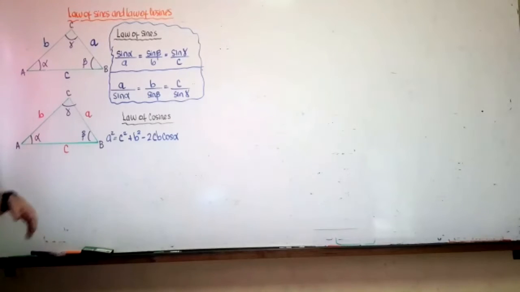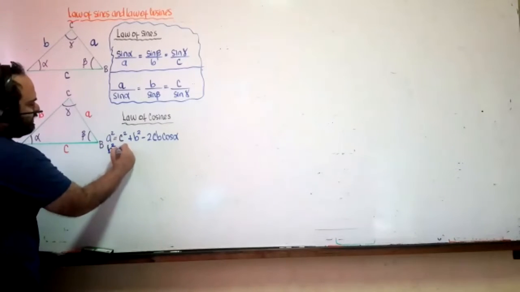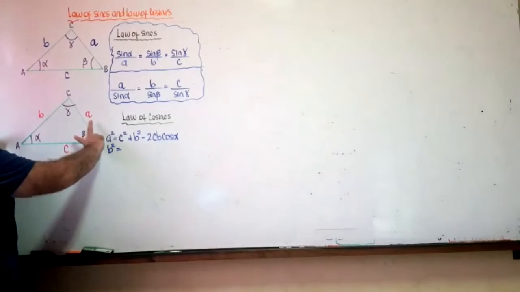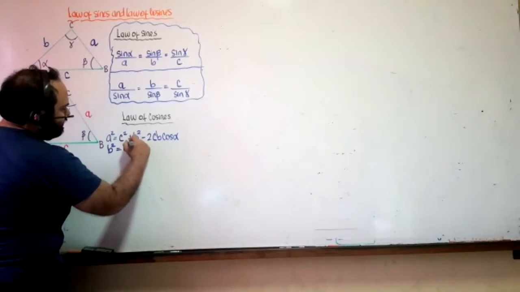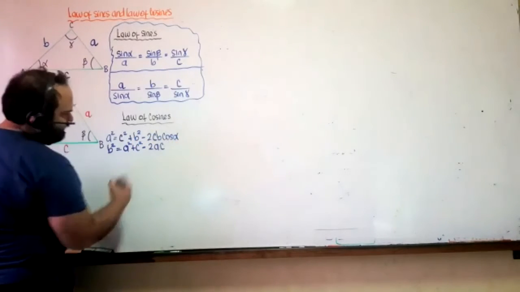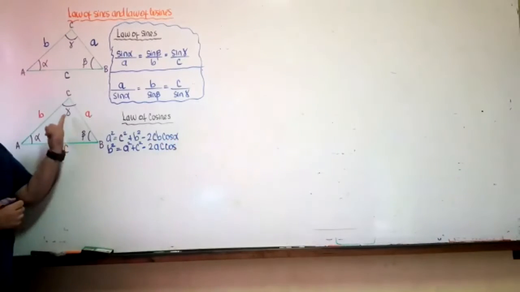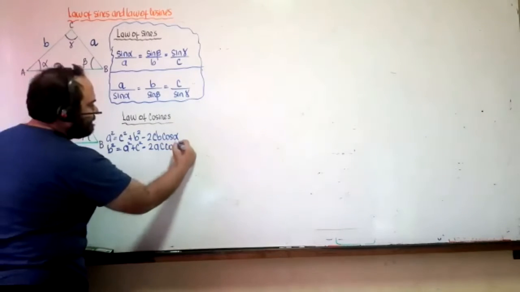What happens if instead of looking for the letter A, you're looking for the letter B? Okay, we get B squared. The involved legs will be A and C. Remember, right there we have A squared plus C squared minus 2AC, cosine of one angle. What is the angle between A and C? The angle beta, right? So the angle between them is beta.